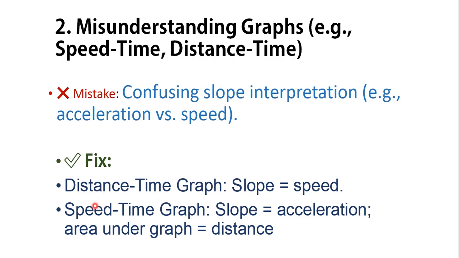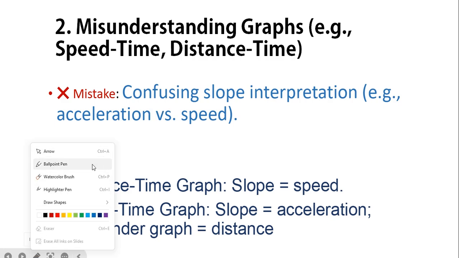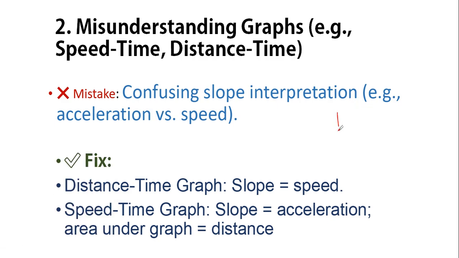If I consider an example, this is a distance and that is a time graph. This slope defines the speed. Like the distance-time graph, in a speed-time graph the slope is called acceleration.